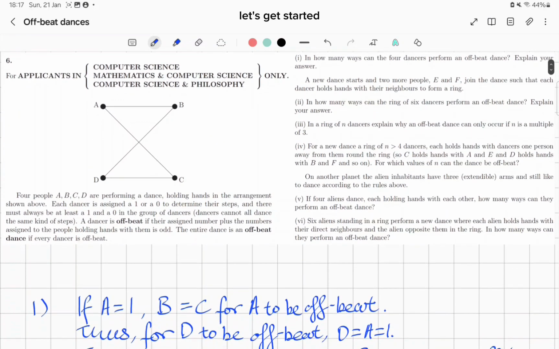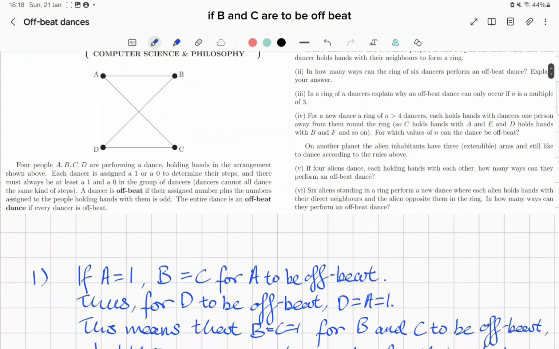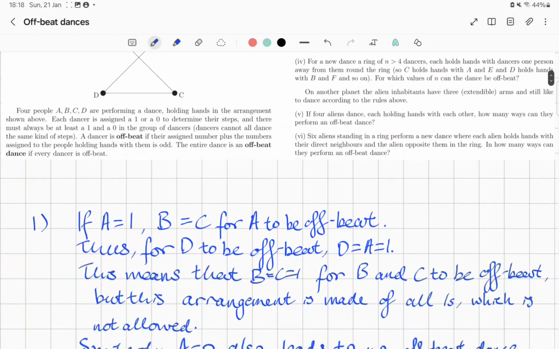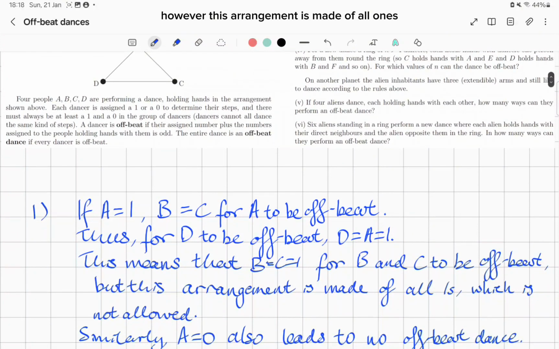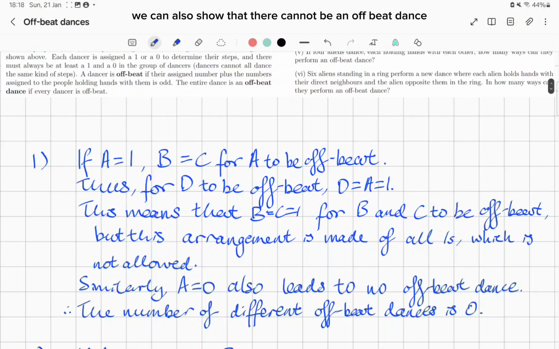Let's get started. If dancer A dances sequence 1, then dancer B and C must dance the same sequence for A to be offbeat. Therefore, for B to be offbeat, D must dance the same sequence as A, which is 1. This means that B and C must also dance 1 if B and C are to be offbeat. However, this arrangement is made of all 1s, which is not allowed. Similarly, when A dances 0, we can also show that there cannot be an offbeat dance. Therefore, the number of different offbeat dances in this arrangement is 0.